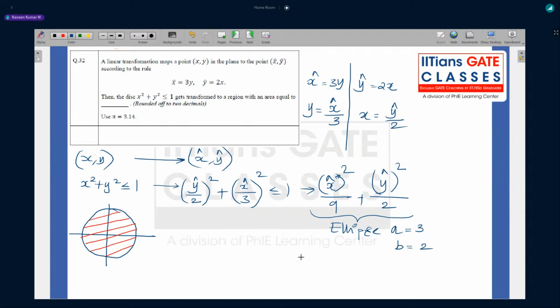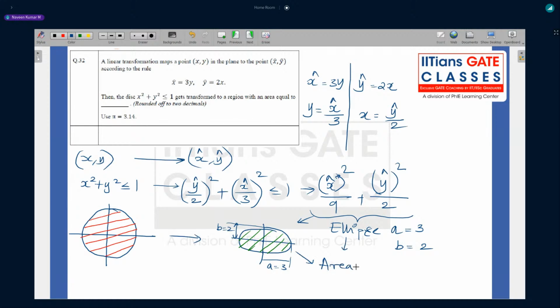And let me draw the ellipse as well. So this is the ellipse, with a equal to 3 and b equal to 2. It has been mapped to something, and the mapping I'm doing here. Now they're asking for the area.